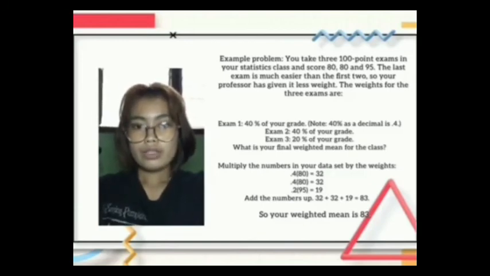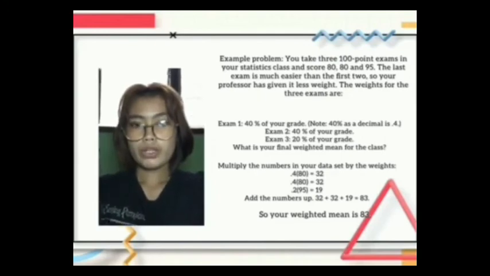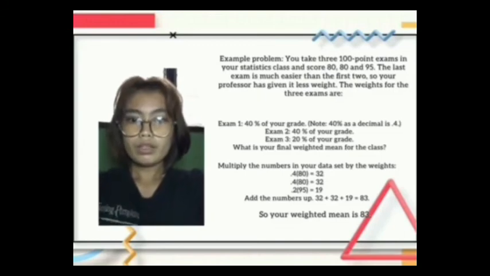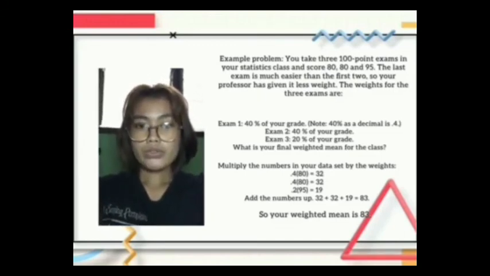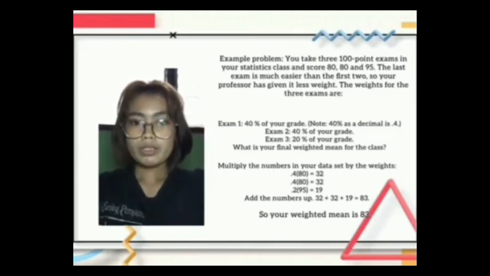So this is how you solve it. Multiply the numbers in your data set by the weights. Just like this. 0.4 times 80 is equal to 32. 0.4 times 80 is equal to 32. 0.2 times 95 is equal to 19. So what you need to do is add the numbers up. 32 plus 32 plus 19 is equal to 83. So your weighted mean is 83.